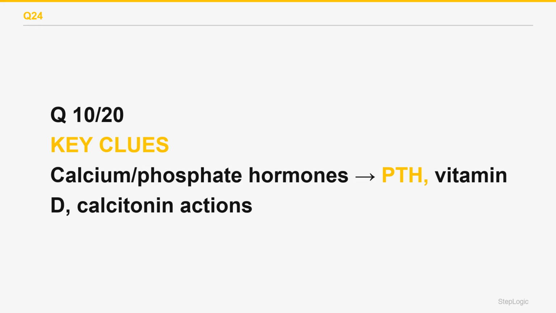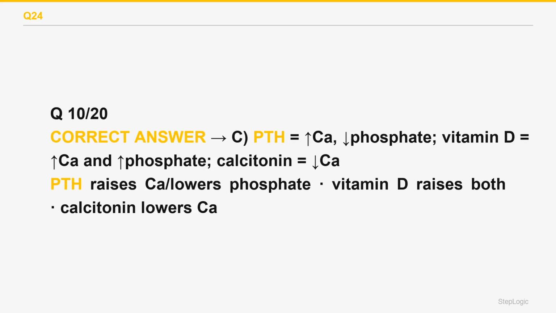Parathyroid hormone, PTH, raises serum calcium via bone resorption, increased renal calcium reabsorption, and stimulation of vitamin D activation, while lowering serum phosphate; it is phosphaturic. Vitamin D, calcitriol, raises both calcium and phosphate primarily by increasing their absorption from the gut. Calcitonin from thyroid C cells lowers calcium by inhibiting osteoclasts. Calcitonin tones down calcium, though its physiologic role in humans is minor.